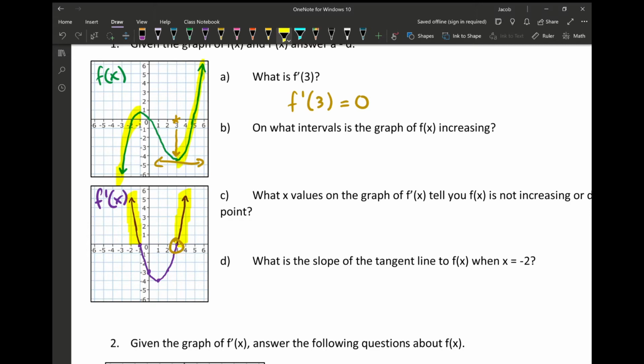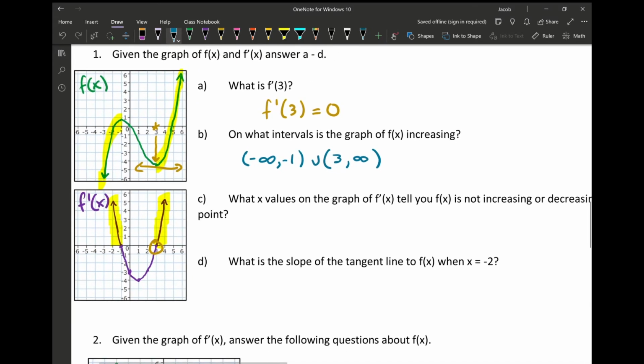It might be a little bit faster to look at f prime of x just to notice what's going on there. So we're going to increase from negative infinity to -1, and then 3 to infinity, not included.